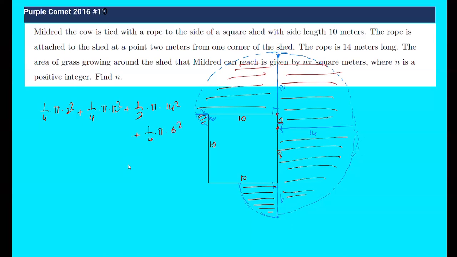Okay, so all I need is to add these numbers. So let's see what we have. So that should be pi, and 144 over 4 will be 36 pi, and 196 over 2 is 98 pi, and 36 over 4 will be 9 pi. So if I add them, I will get 144 pi. But the question was asking for the number before pi, okay? So which is 144.